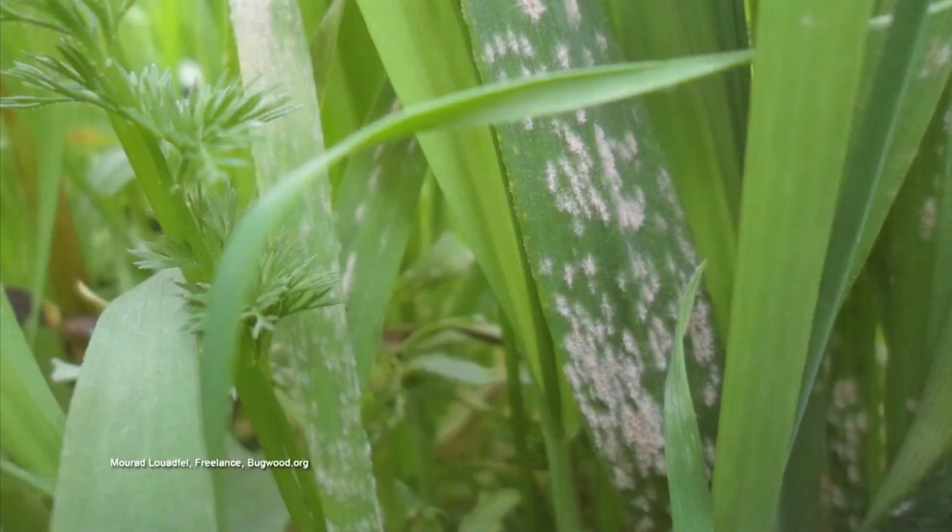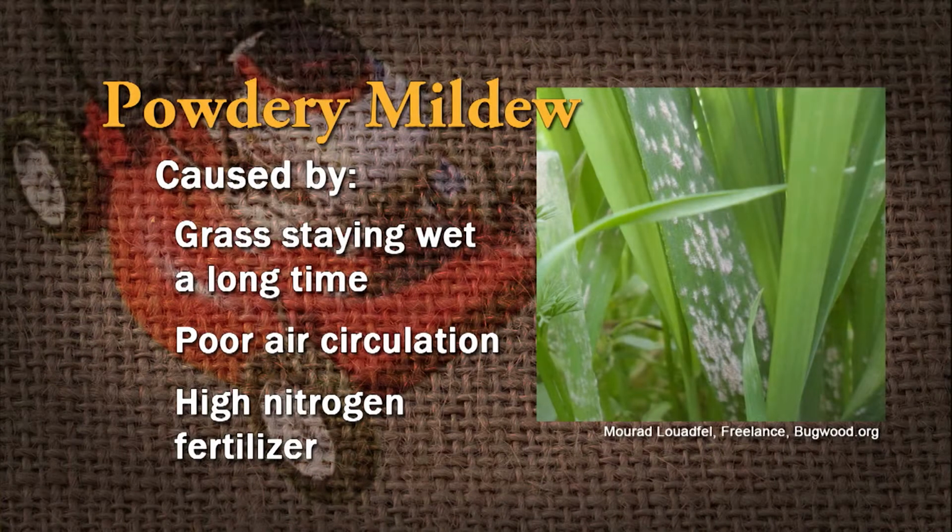And next is powdery mildew. You see a lot of powdery mildew where the grass stays wet a long time, with poor air circulation. You see that grass begin to turn white. That's called powdery mildew. You'll see that a lot of times on your cool season grass. And also, again, avoid high nitrogen fertilizer. And grass under trees can cause that too. Water early in the morning time. Let that grass dry off before nighttime.